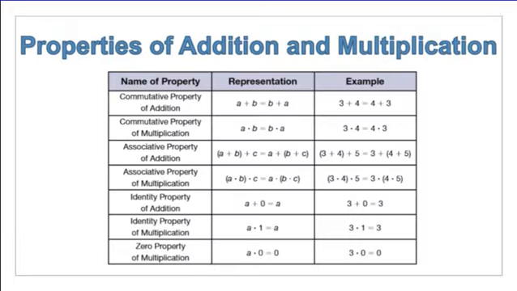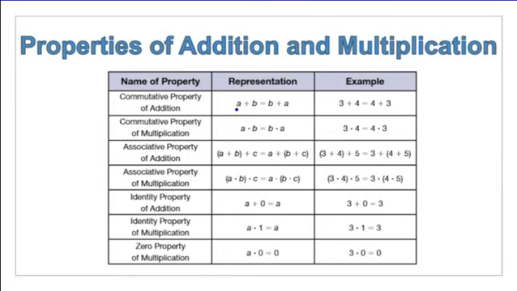Next part of our lesson is working with properties of addition and multiplication. These properties are ones that you've gone through in the past, so this is just a review. So we have a commutative property of both addition and multiplication. Commutative property, just think of commute, you're moving. So for the commutative property, you're just moving the addends around or the factors around.